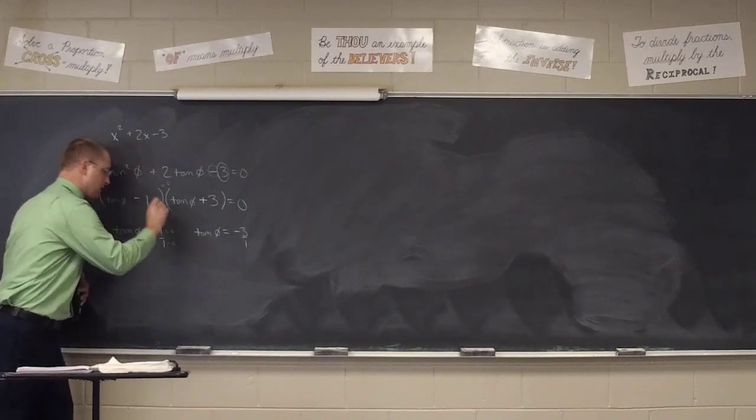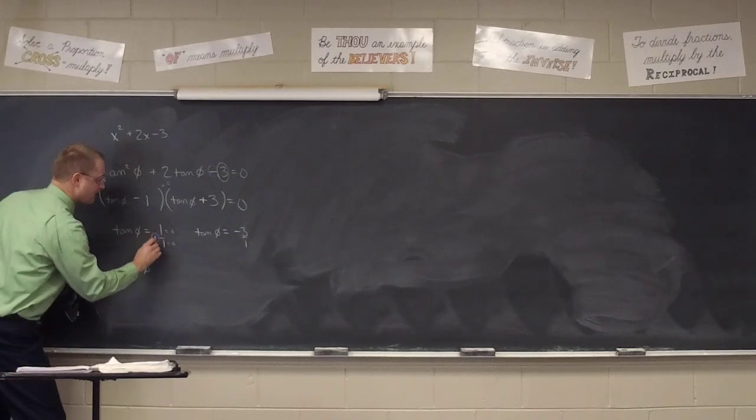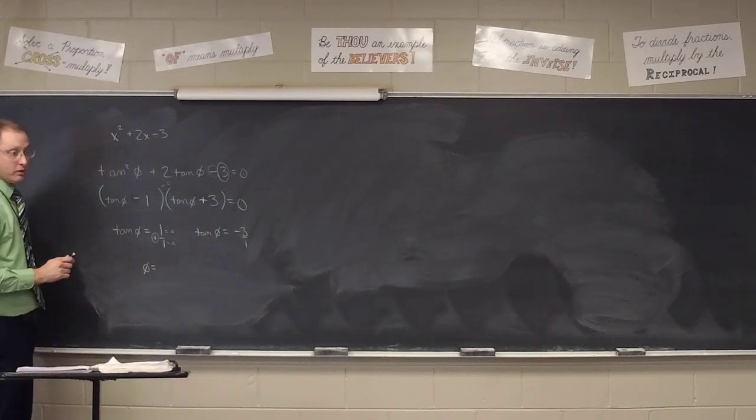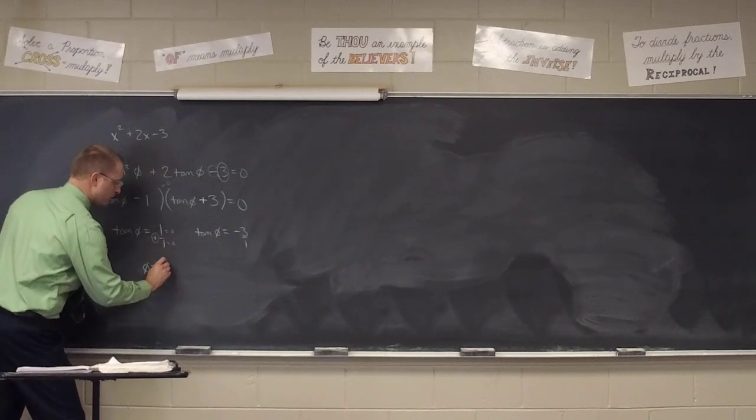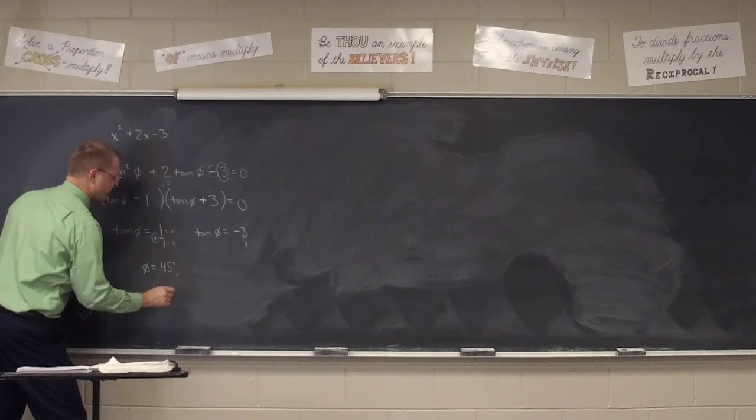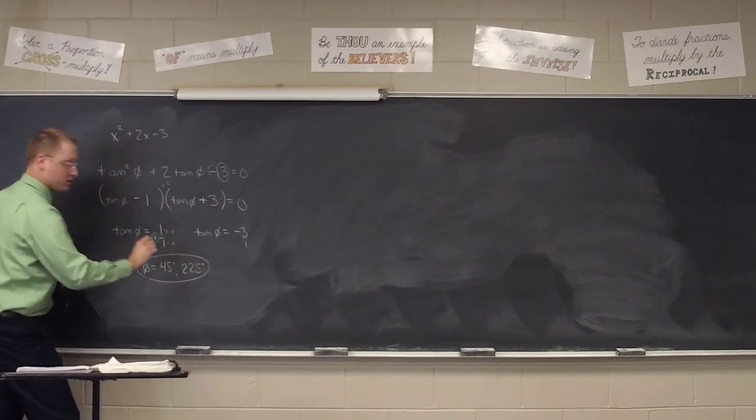Opposite over adjacent. When is tangent 1 over 1? 45 degrees. And positive, when is tangent positive? 3 and 1. Only 3 and 1, so 225. Questions on the first two answers?